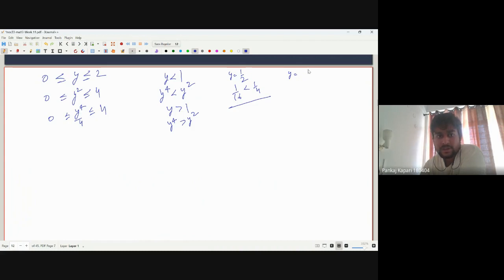Yes. So if we take y to be 3 by 2, what is y to power 4? It is 81 by 16, and what is y square? It is just 9 by 4. So you can clearly see that 81 by 16 is bigger than 9 by 4.